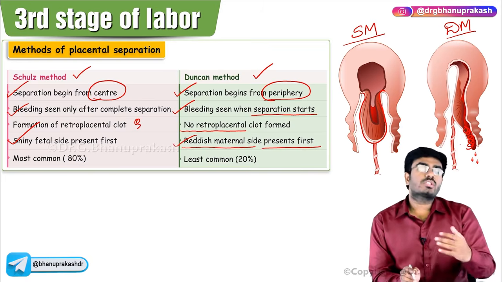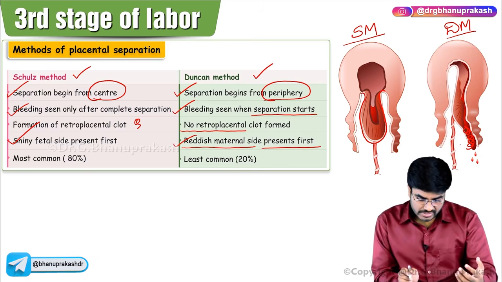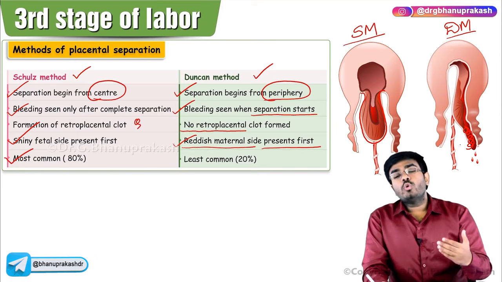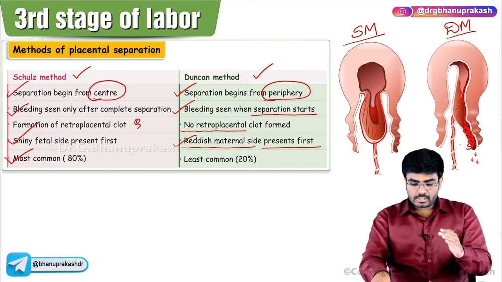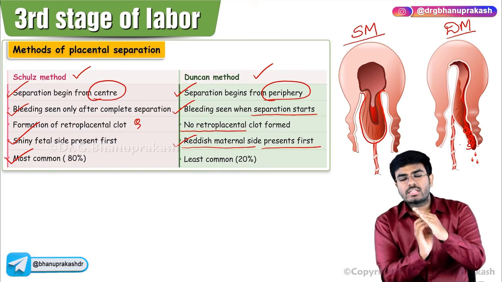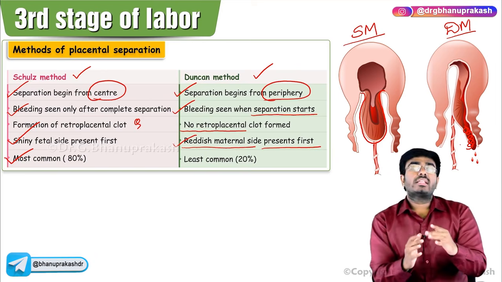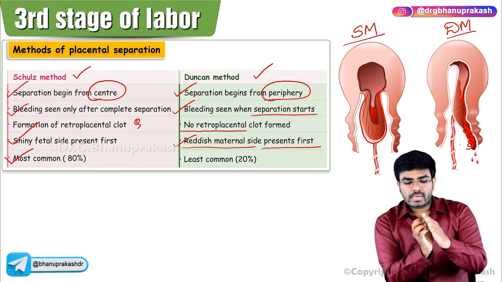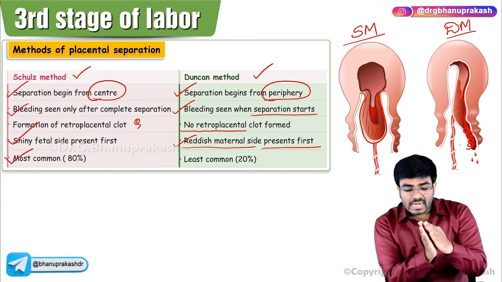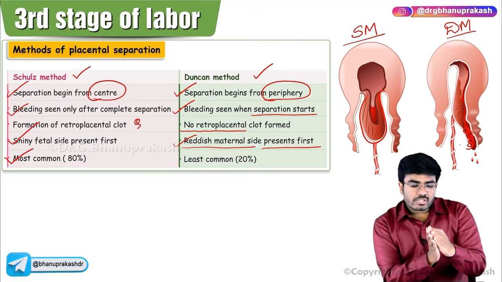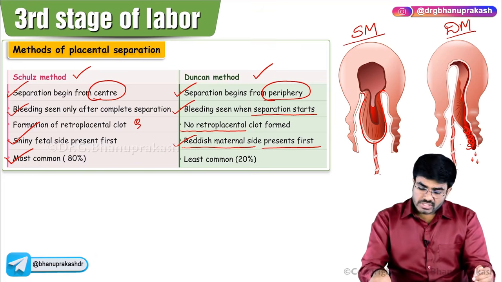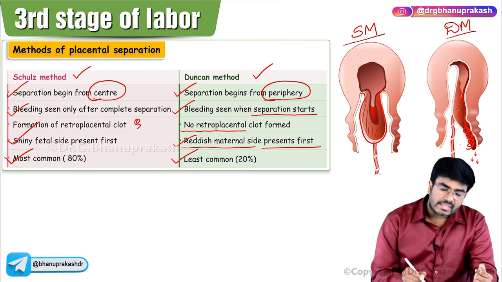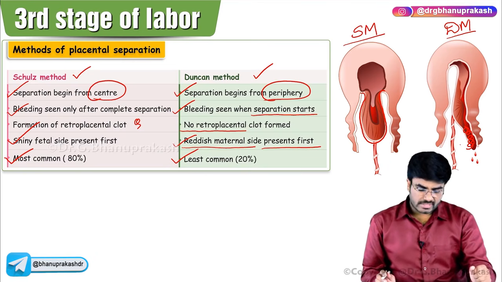Out of these two, which is most common? The most common type of placental separation is Schell's method, and this is also something good. Why? Because there is not too much bleeding. For example, if this is the placenta and it separates from the center, all the blood will accumulate in that area, so there won't be too much blood loss. All that blood is going to come there, accumulate, and form a clot, and that clot will create some mechanical pressure so that there won't be extra bleeding. So Schell's method is considered a very good method of placental separation, and the least common type is Duncan's method, accounting for somewhere around 20%.